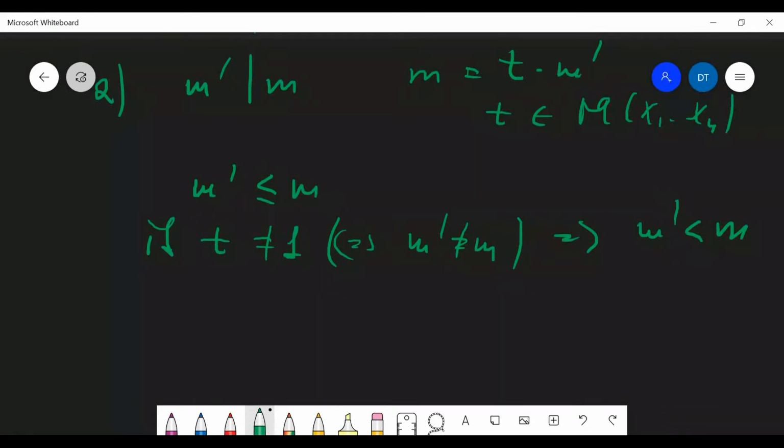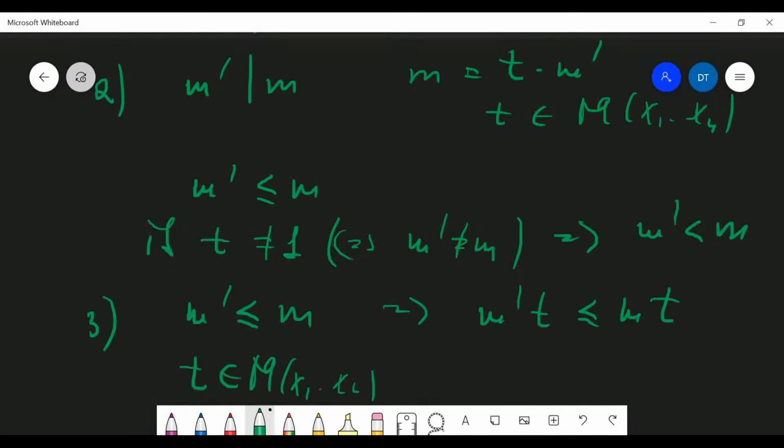And what I want to say next, the later property, is this. If m prime is not greater than m, and t is any monomial, then m prime t is not greater than m t. And if we have a strict relation here, then exactly the same relation happens here. So if m prime is strictly smaller than m, then m prime t is strictly smaller than m t. So this is how the product of monomials is related to the ordering. It respects the ordering. These are some simple properties that you should keep in mind.